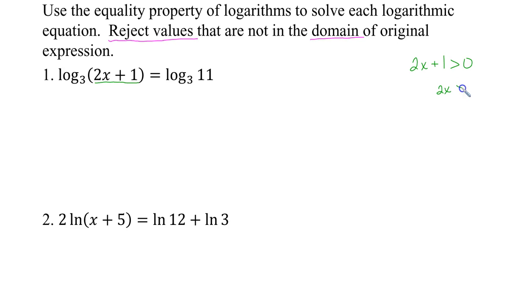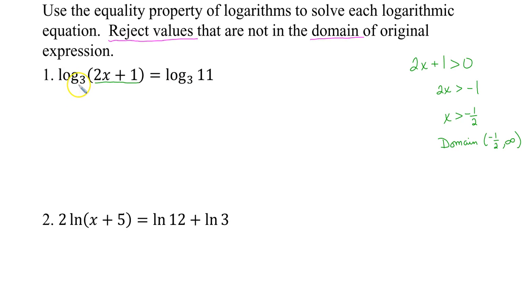Subtracting 1 from both sides, we get 2x is greater than negative 1. Dividing both sides by 2, I get x is greater than negative 1/2. So we say that the domain is all values which are greater than negative 1/2. We'll come back and talk about this in just a moment. Let's go about solving the equation now.